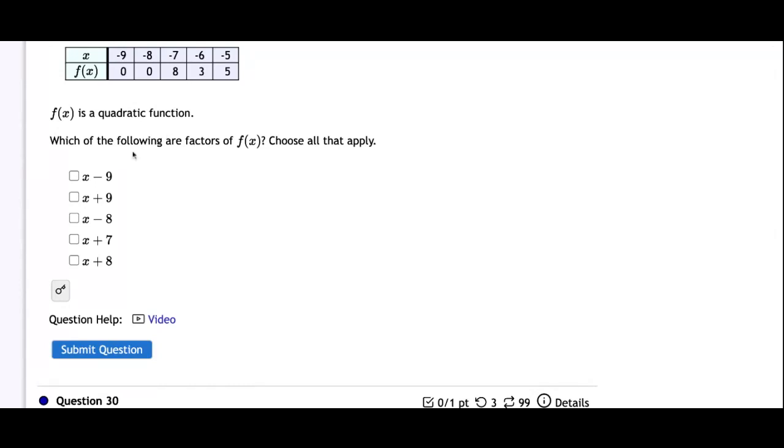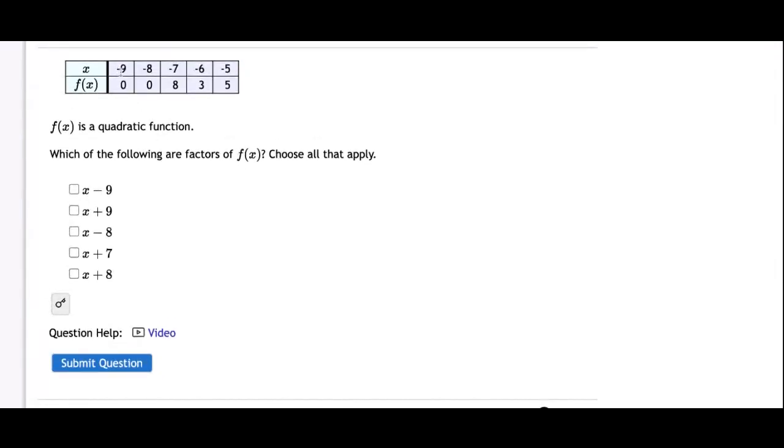Right, quadratic function we know is ax squared plus bx plus c. So which of the following are factors of f(x)? Obviously, x plus 9, x plus 8, right? Because remember, x minus 9 equals 0, that's x equals positive 9. Wait, so it has to be x plus 9, x plus 8. Does this make sense? No? Okay. Next question.